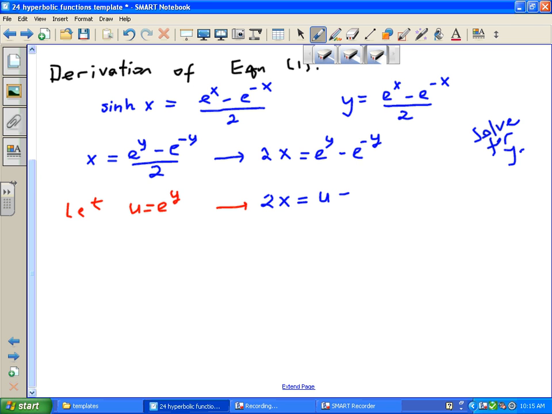U minus 1 over u. Because what is e to the negative y? E to the negative y is the same as e to the y to the minus 1 power, right? Which is the same as u to the minus 1. So you could say u to the minus 1, or you could say 1 over u for this. Okay, so if we could solve for u now, then we can come back and solve for y.